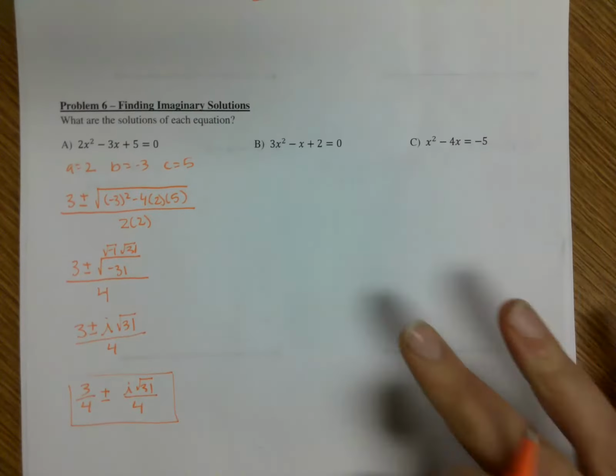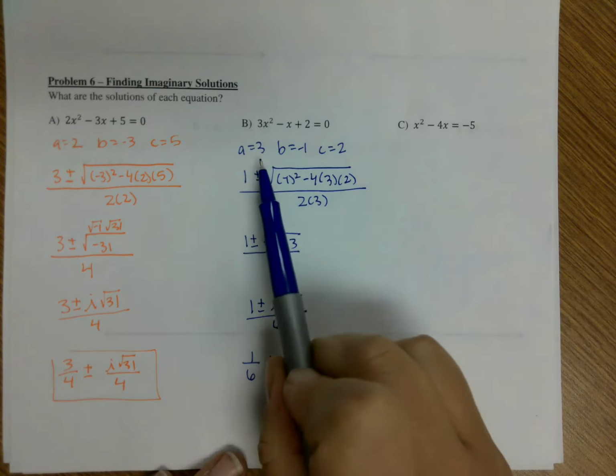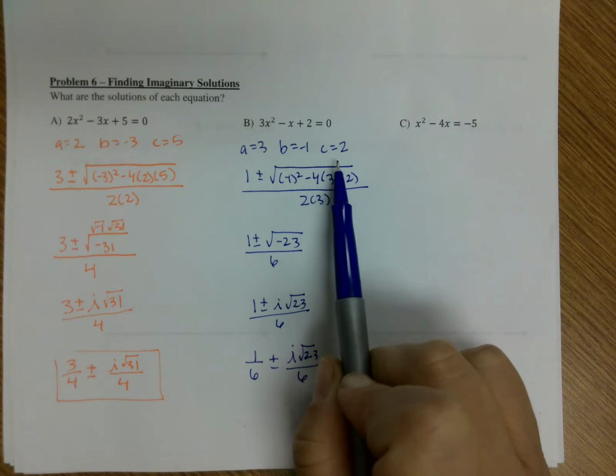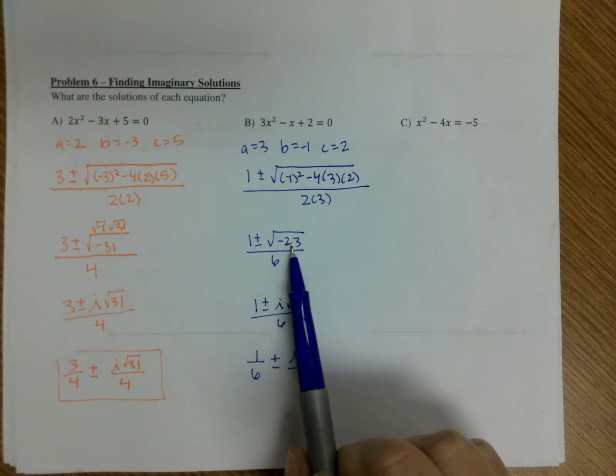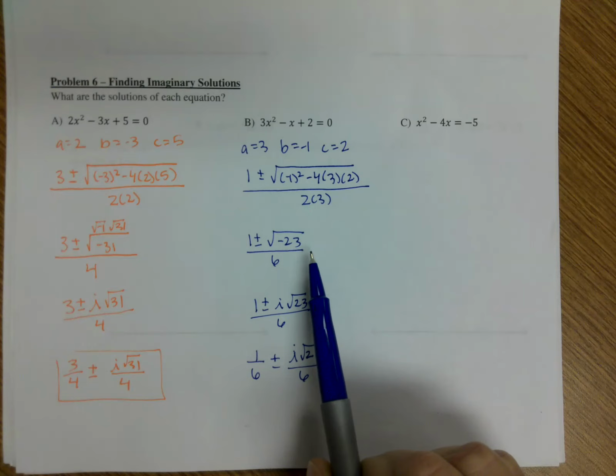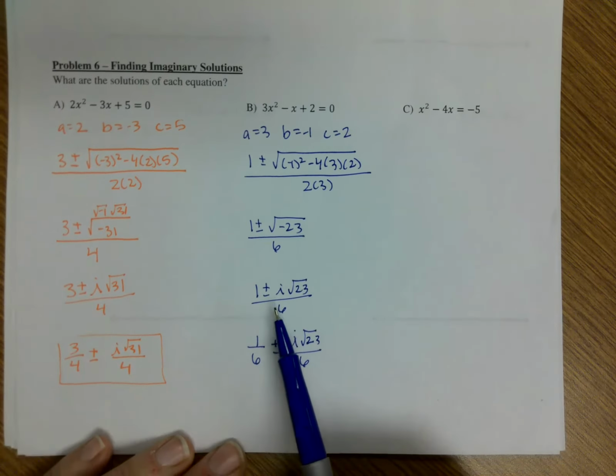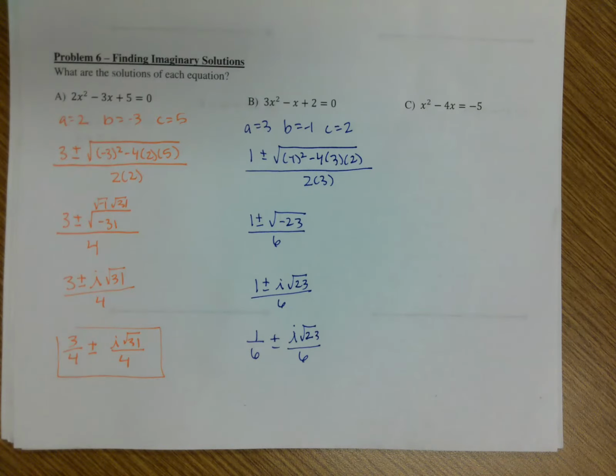I want you to try to do B right now by yourself. A is 3, B is negative 1, and C is 2. Plug it into your quadratic formula. You should get the discriminant to be a negative 23. 23 is also prime, but that negative can become an i. So if I split this up, I have 1 divided by 6 plus or minus i square root 23 over 6.